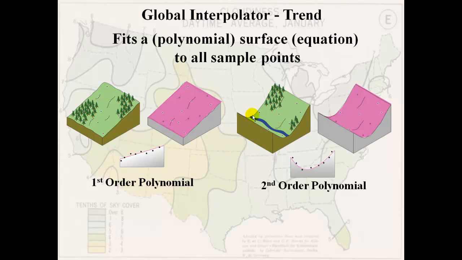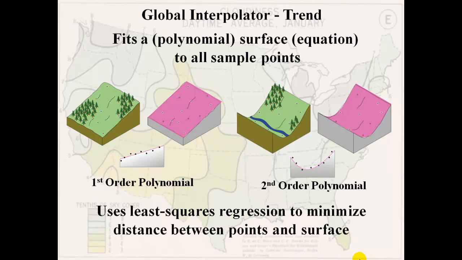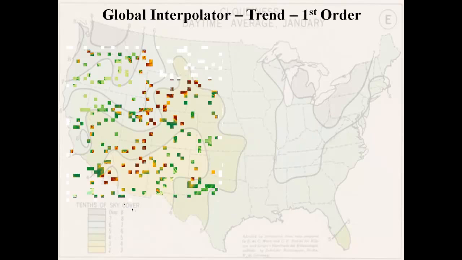Here would be a second order polynomial. This would make a U-shaped surface. Again, you can see that in addition to using all the points, it's not an exact interpolator, it's an approximate interpolator, because some of the points are above and some of the points are below the surface, so the interpolation is not going to match the input at all the points. So it uses regression. It minimizes the distance between the points and the surface. You can use ArcGIS up to 12th order polynomials. That's usually not a very good idea.